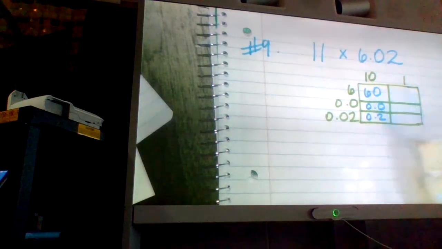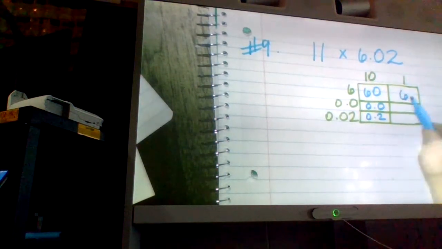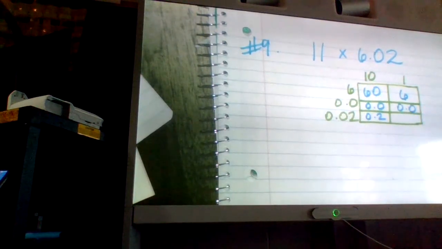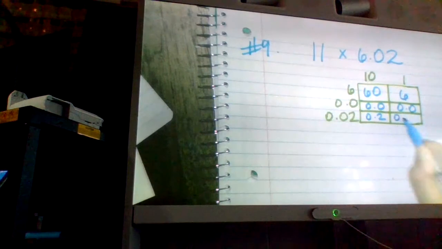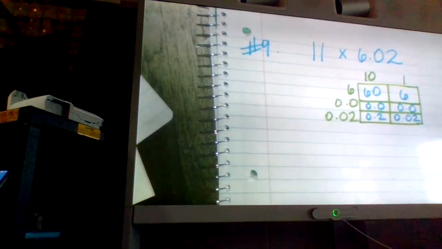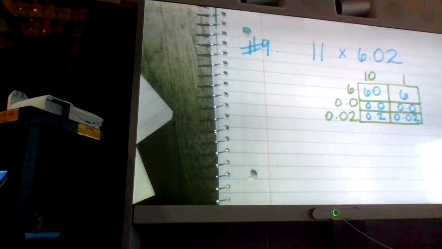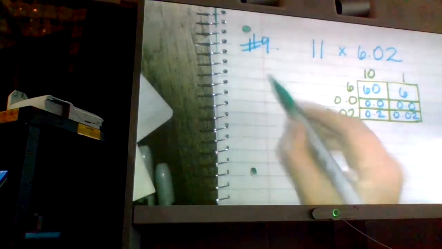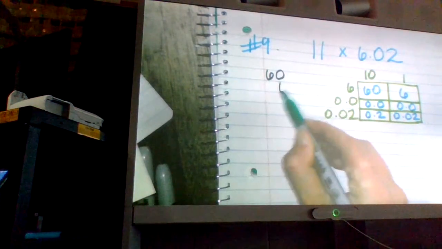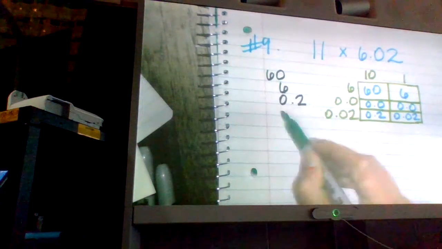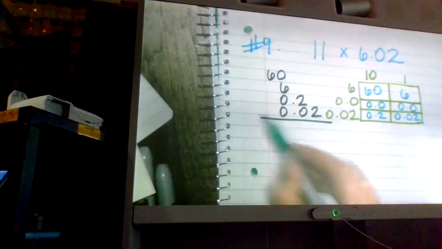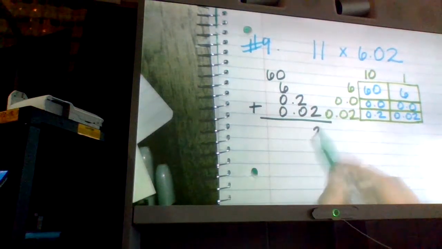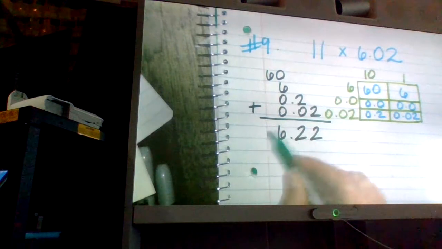Next, I have 6 times 1 is 6. 1 times 0 and 0/10 is still going to give me 0 and 0/10. And of course, 1 times 0 and 2/100 will get me 0 and 2/100. So we'll add these numbers together. We have 60 plus 6 plus 2/10 plus 2/100. I'm not going to bother with adding in the extra zeros. Okay, then I have 22 and 66.